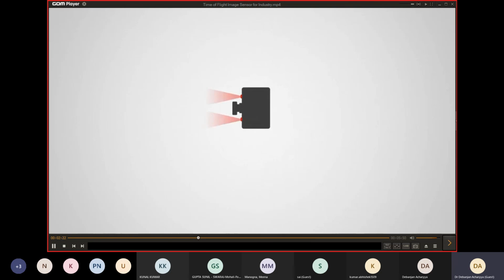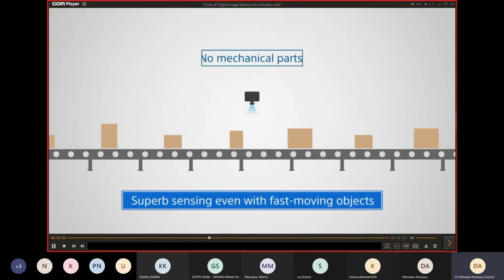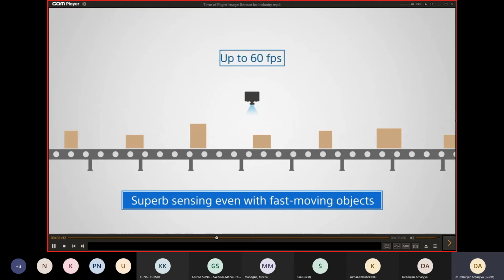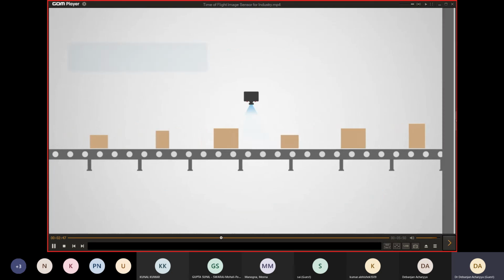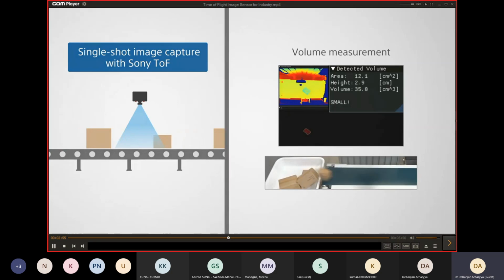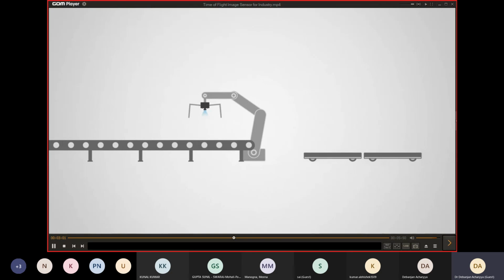Here we have a TOF camera. As an example, let's see how the TOF camera can contribute to the logistics industry. Without using a mechanically moving device, a TOF camera can measure sizes with only one shot. Sony's TOF sensor works up to 60 frames per second, making it able to capture faster moving objects than existing 3D cameras. It looks like the sorted boxes are ready to get loaded onto a pallet.